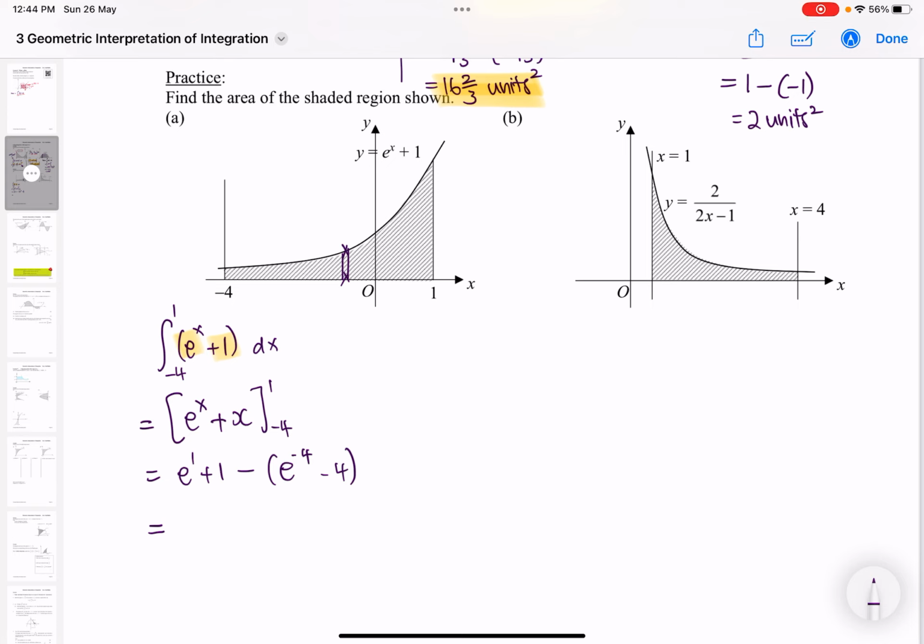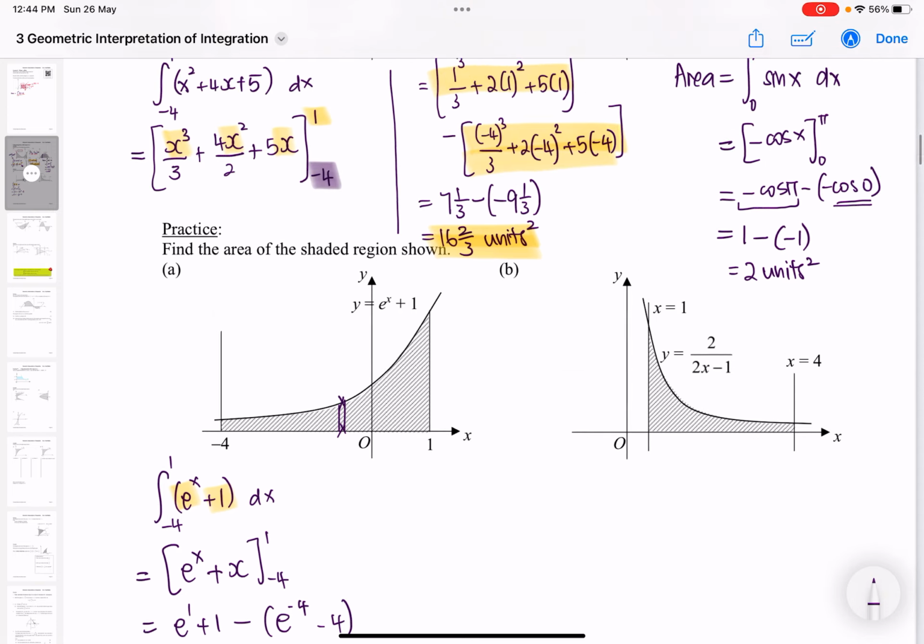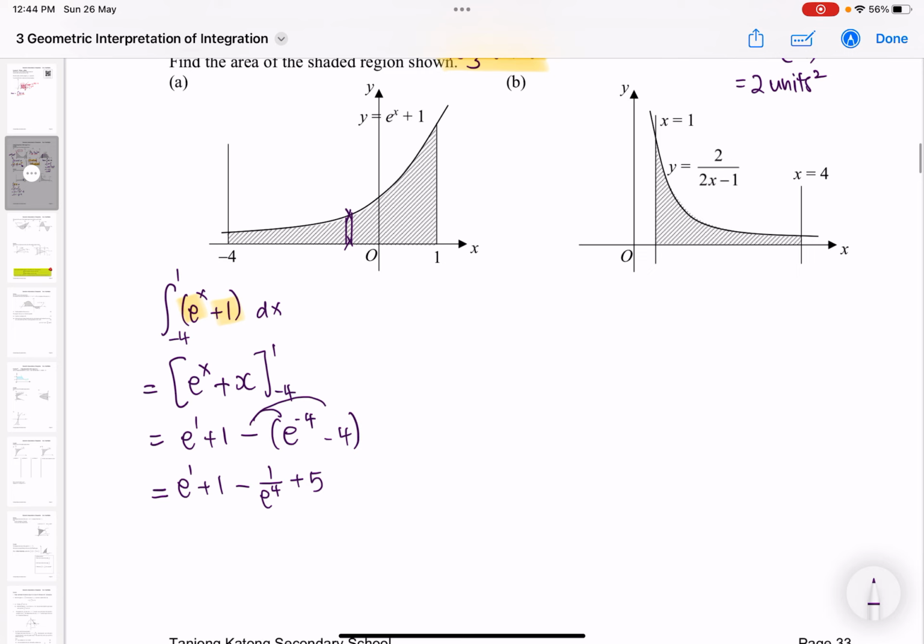I'm going to leave the answer in exact form because in case the question says leave it in exact form, you must know how to do it. So I'm going to demonstrate how, if the question asks you to leave in exact form, we can leave it in this form. So e power negative 4, we don't want to have negative power in our answer, so it will become 1 over e power 4. Then when you expand out this bracket, negative times negative 4 becomes positive 4. Then finally, there are some like terms we can add together. So if the question said leave the answer in exact form, I would leave this as my answer. If not, you can leave the answer according to 3 significant figures.